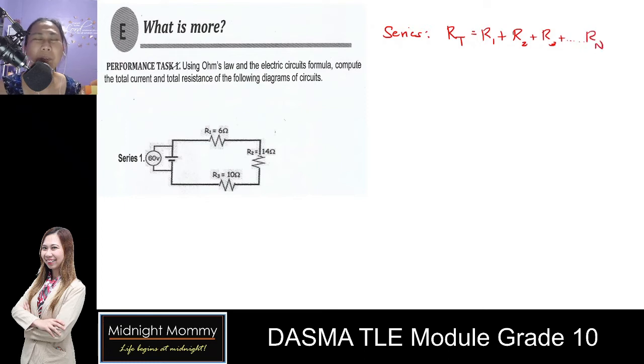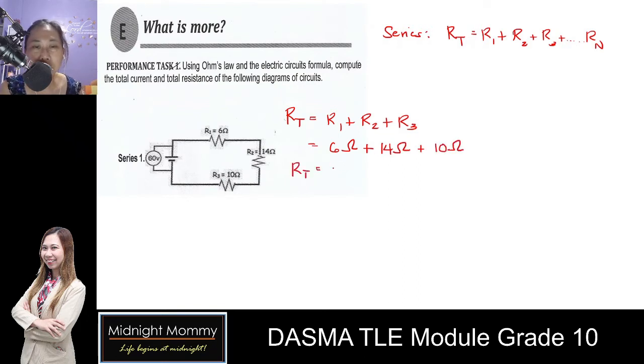Okay? So, for example, dito, meron kang tatlong resistances. So, para makuha natin yung total resistance sa circuit na to, so add lang natin si R1 plus R2 plus R3. Okay, so meron tayong 6 ohms. Substitute natin plus itong 14 ohms plus 10 ohms. Okay, so ang total resistance natin dito is 30 ohms. Yan, total resistance. Now next, kailangan natin i-compute ano yung total current.